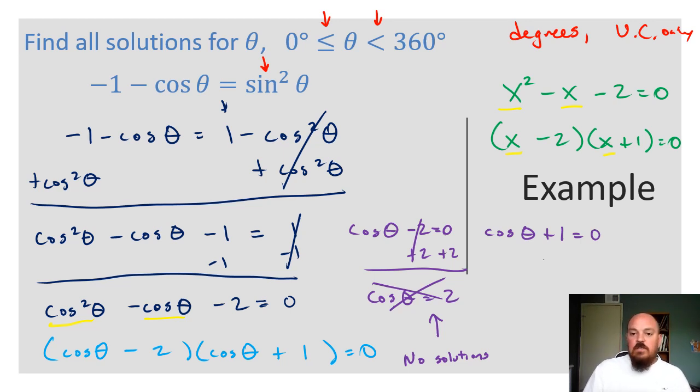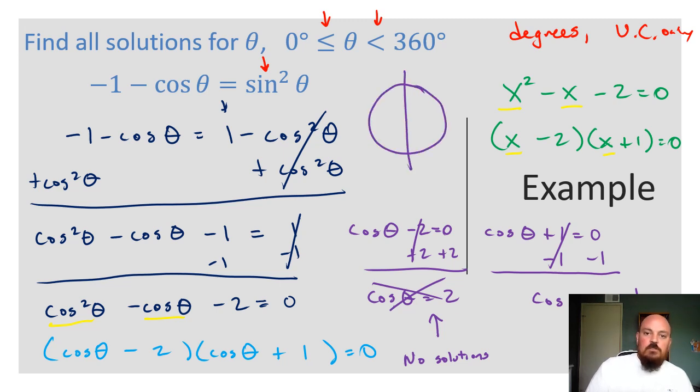Now the other one we will get some answers from. Let's subtract 1 from each side. We have cosine theta equals -1. That one we can answer. Here's my unit circle. Right there is where cosine equals -1. Remember, cosine is your horizontal component to the right or to the left. -1 means one full spot to the left.